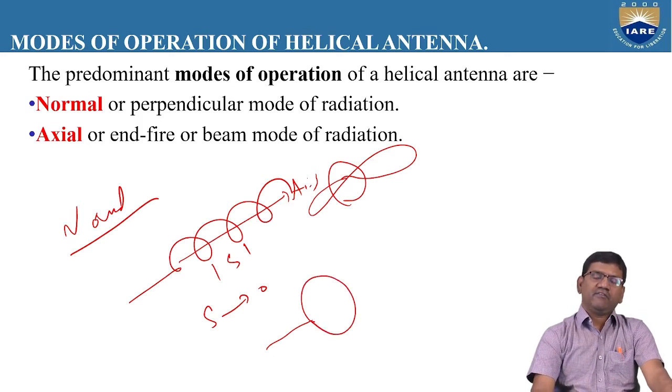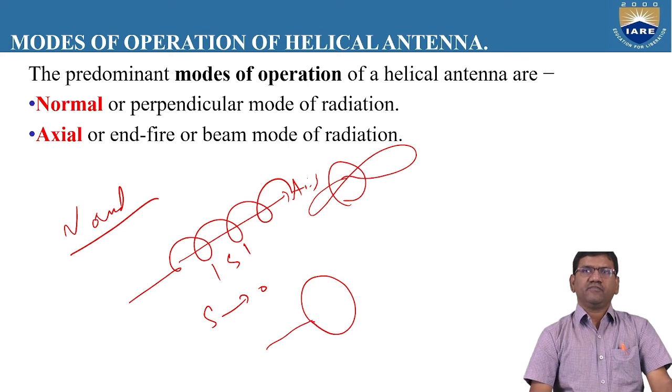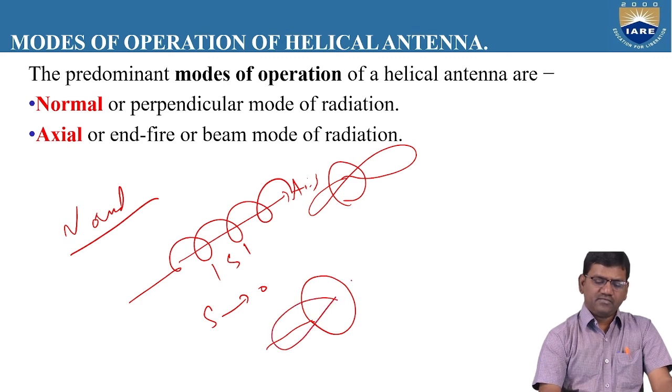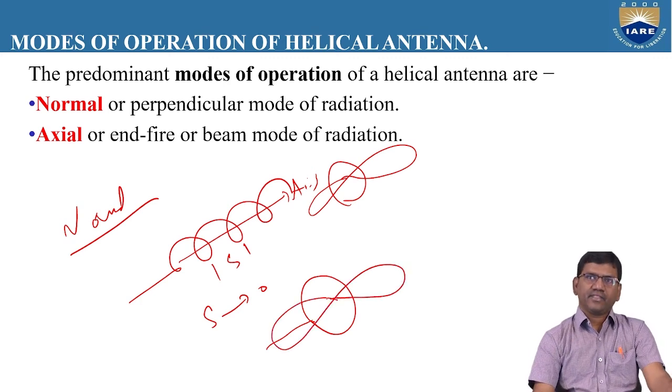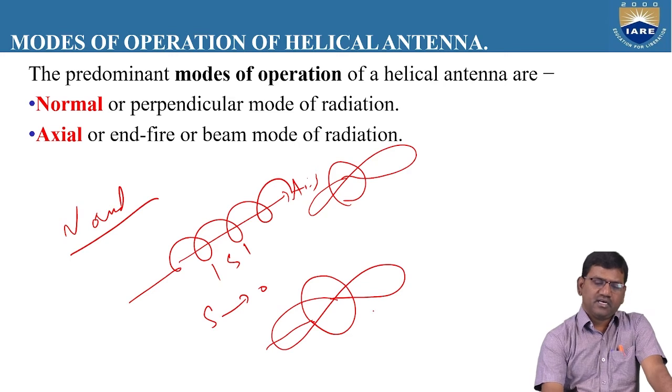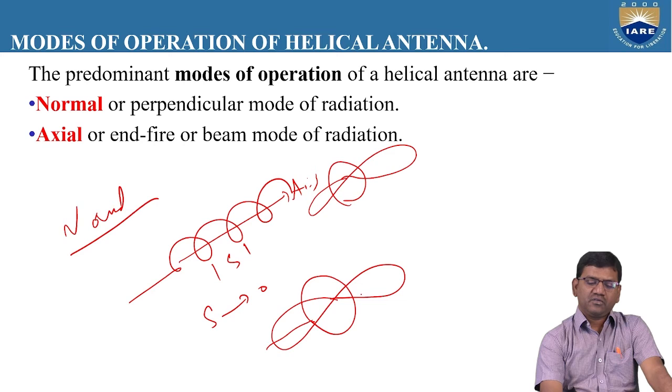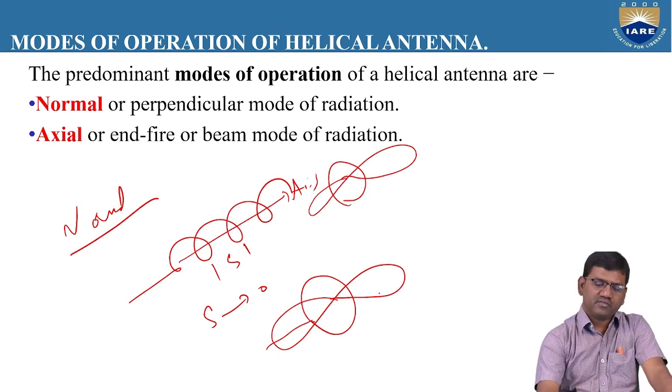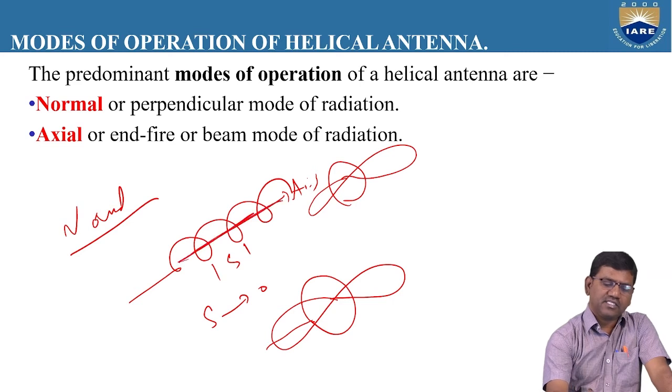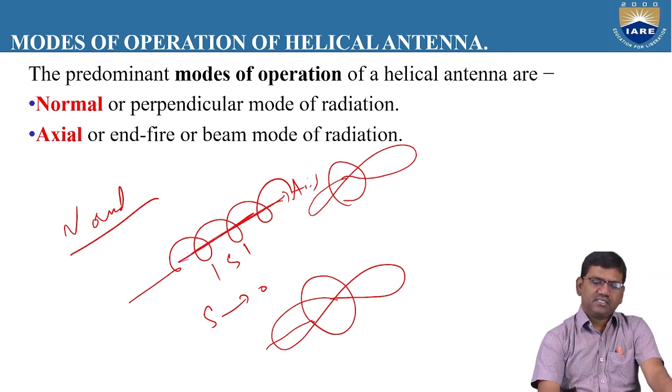So when the number of terms has vanished and it is modified as a single loop, then the radiation pattern will vary. The radiation pattern becomes in this way. This is known as a normal mode, where the radiation pattern is perpendicular to the axis of the helical antenna or to the axis of the loop. You can say this is the axis. To this axis, the radiation is perpendicular. You can see here, this is perpendicular radiation.